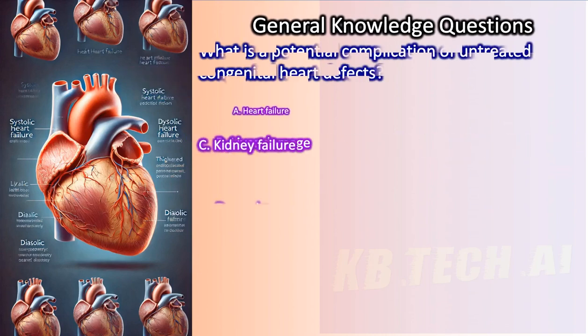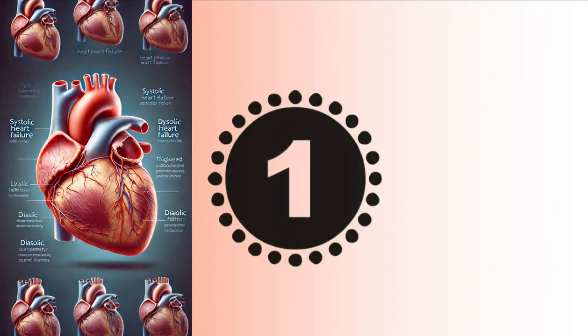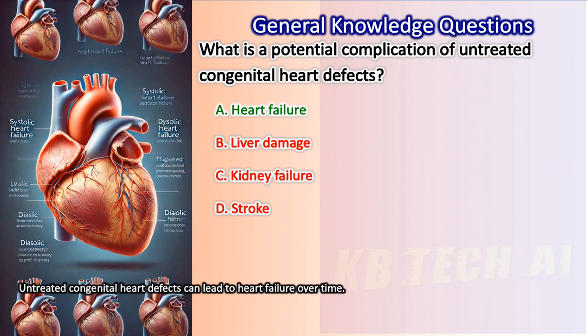Which is a potential complication of untreated congenital heart defects? Option 1, heart failure. Option 2, liver damage. Option 3, kidney failure. Option 4, stroke. The answer is option 1, heart failure.